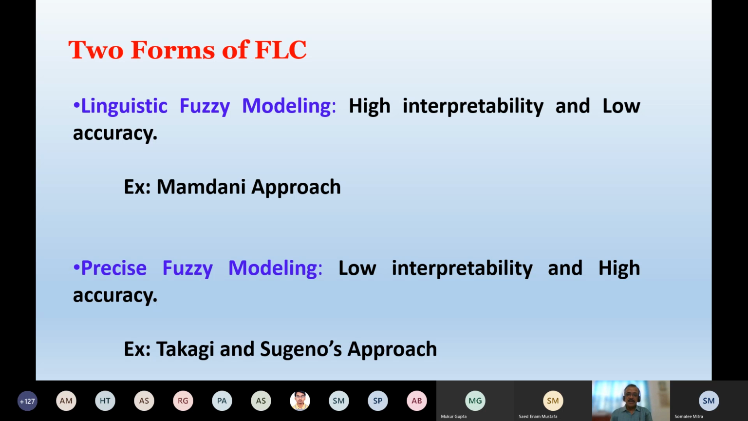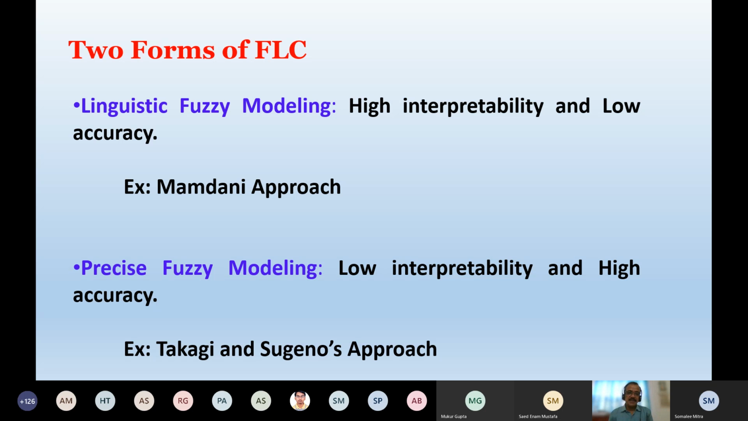Now, an example of this is Takagi and Sugeno's approach, which I'll also be discussing in detail. Mamdani's approach was developed around 74-75, and Takagi and Sugeno's approach was developed around 1985. Now, after seeing linguistic fuzzy modeling and precise fuzzy modeling, myself, along with my students, we also proposed one fuzzy reasoning tool, which will be able to give high interpretability as well as high accuracy.